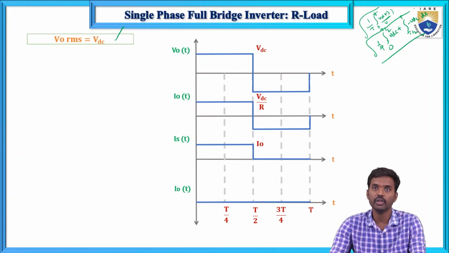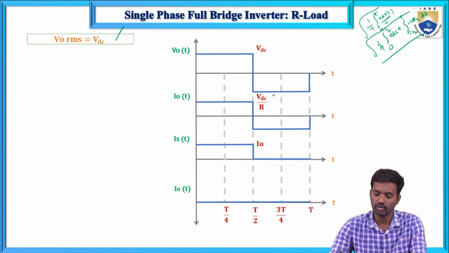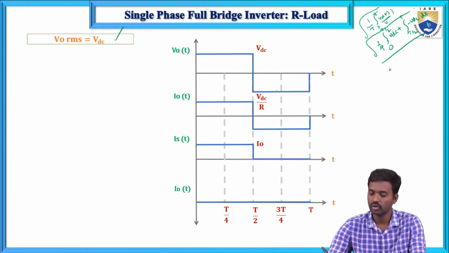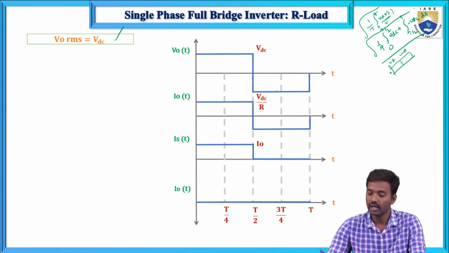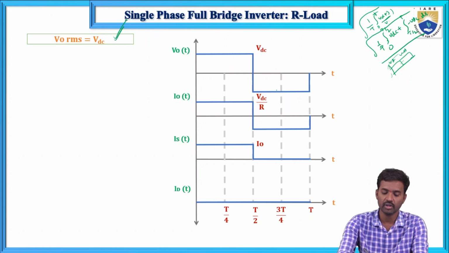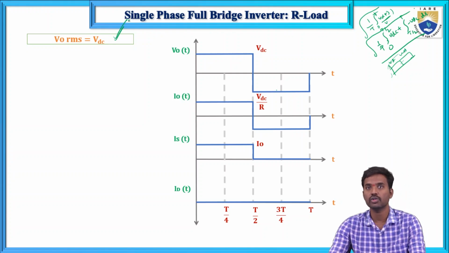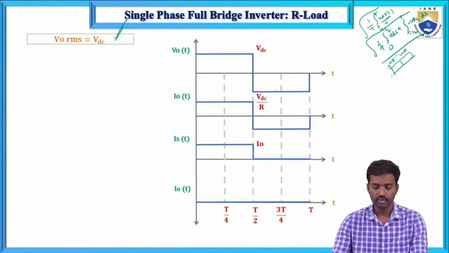In another way also we can calculate this RMS output voltage. Square the waveform, so here VDC squared and VDC squared, and take the average. You will get the average as the same VDC squared, and after that take the square root. So that is also the same, VDC only. V0 RMS equals VDC.